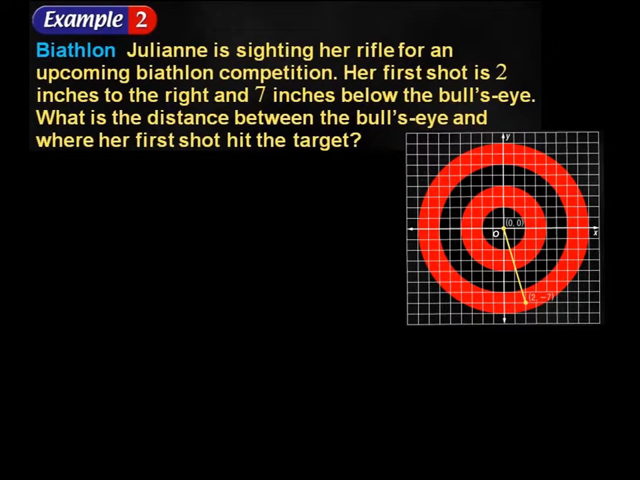Julianne is sighting her rifle for an upcoming biathlon competition. Her first shot is 2 inches to the right and 7 inches below the bullseye. What is the distance between the bullseye and where her first shot hit the target? Okay, they spent way too much time on this graphic, but it's kind of nice because you can see the right triangle there, or we can use the formula.